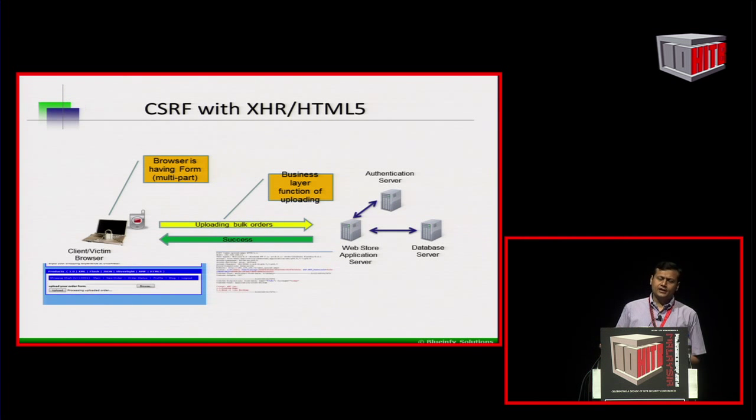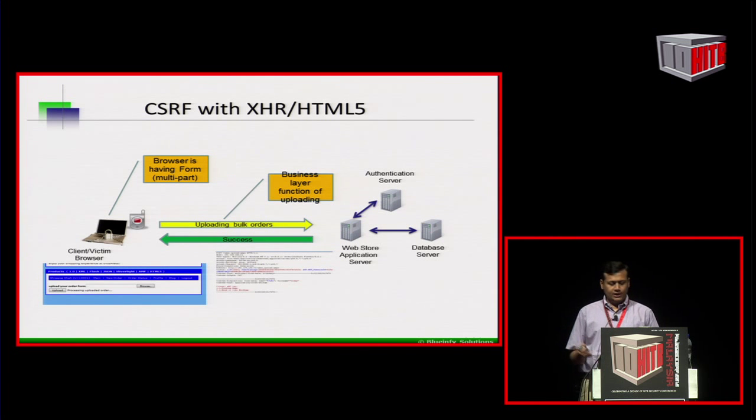Other functionalities, like, say, for example, upload functionality, can be exploited in a similar fashion, because what is going to happen is a multi-part request you can construct on the fly through an XHR page and post cross-domain. So over here, for example, you have the same web store where you have some kind of uploading bulk order. So you say, OK, I want to upload some bulk order here, and you get a success back.